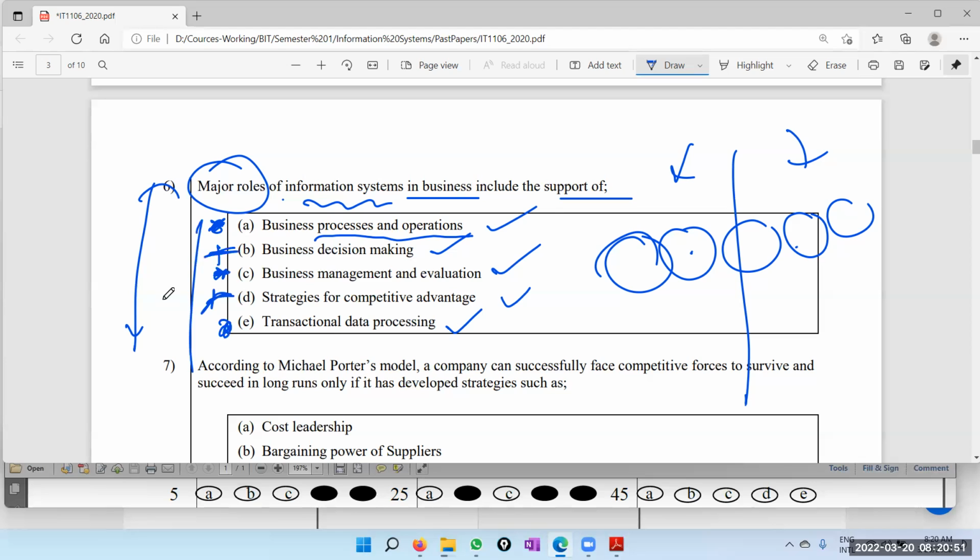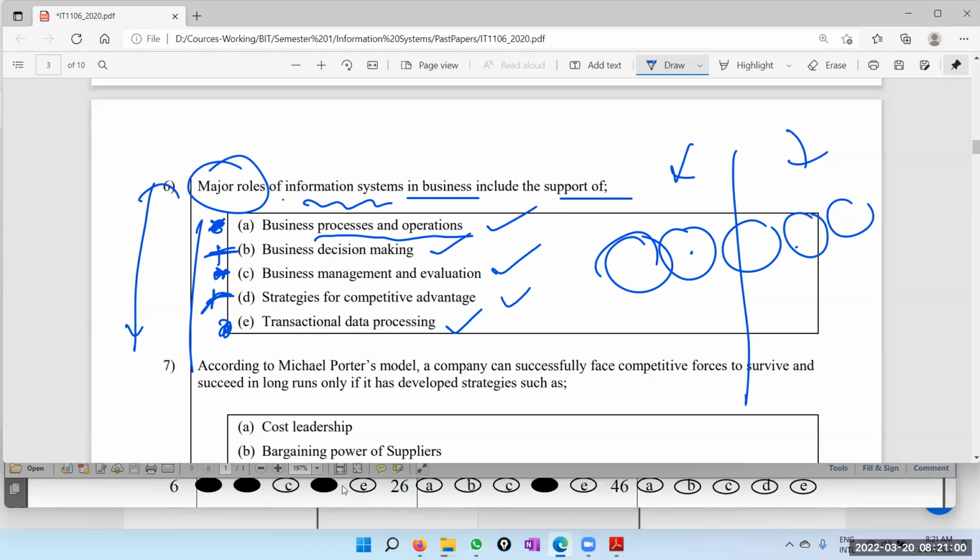I will go forward. Definitely I know that all are not answers, right? Let's look at the sixth one.